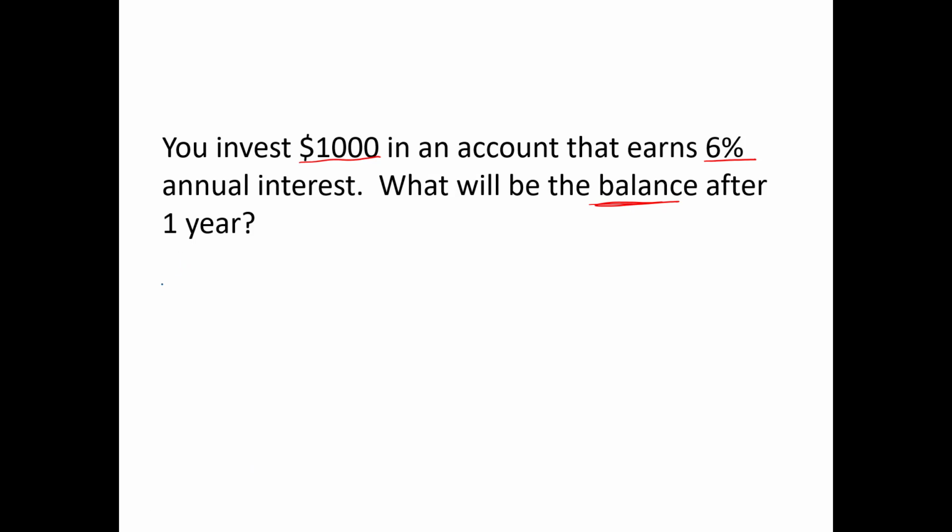First step is to calculate the interest. The interest we went over last time is the principal times the rate times the time. The time here is 1 year, the principal is the $1,000, and the rate is the 6%. So the interest is the principal, 1,000, times the 6%, 0.06, times the 1, which is $60. So you will collect $60 in interest.